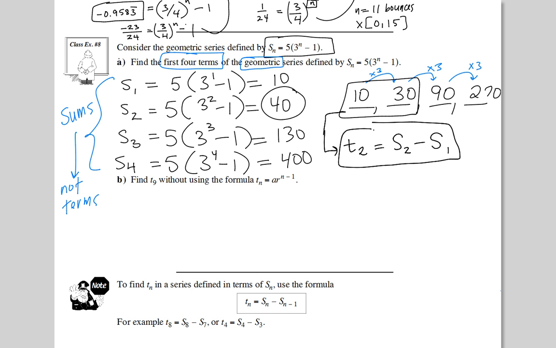So how to find T9? If it's T2, you need to start at S2. T9 would be S9 minus S8. So how to find the 9th term? 1, 2, 3, 4, 5, 6, 7, 8, 9. This is T9.